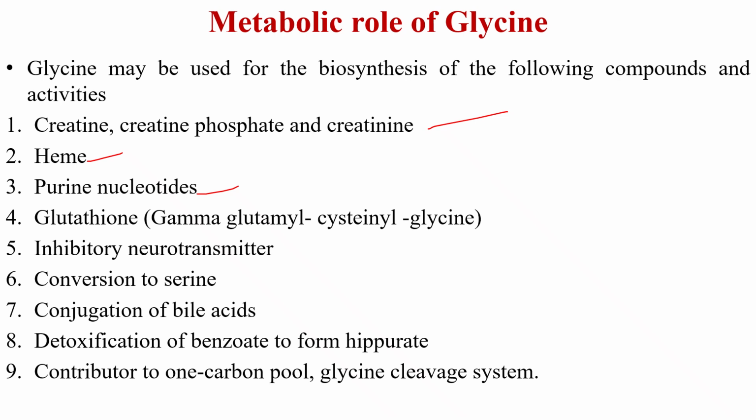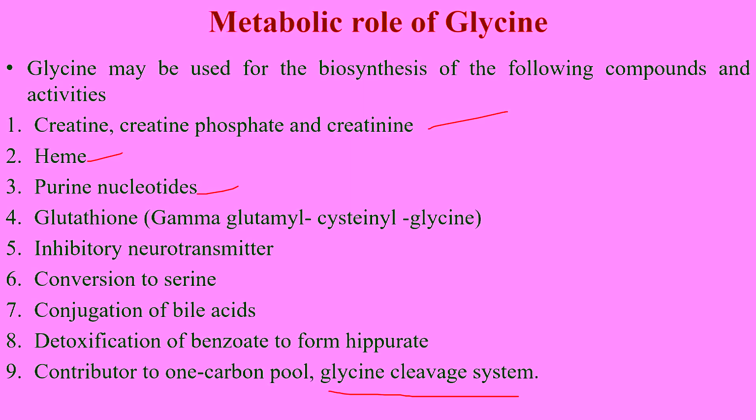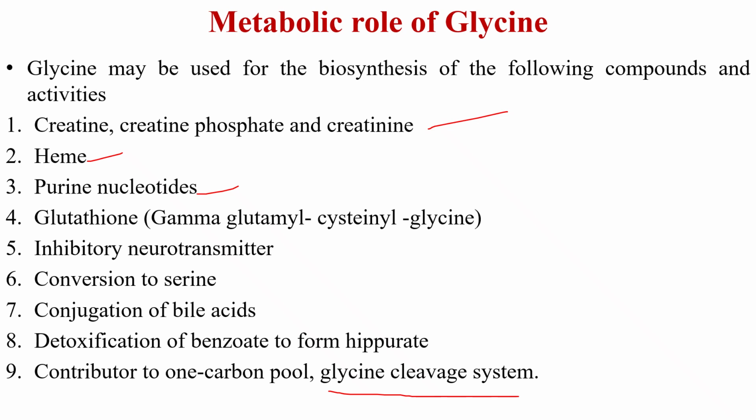We have seen in the last class how glycine is synthesized from serine. In the same way, serine will be converted back to glycine. Also, conjugation of bile acids, detoxification of benzoic acid to hippuric acid, and contribution to the one carbon pool in the glycine cleavage system. In the last class, we saw how the glycine cleavage system works and how the methyl group is donated to tetrahydrofolic acid to form methylene tetrahydrofolic acid. It means that it is donating one carbon atom, so it is involved in the one carbon pool.